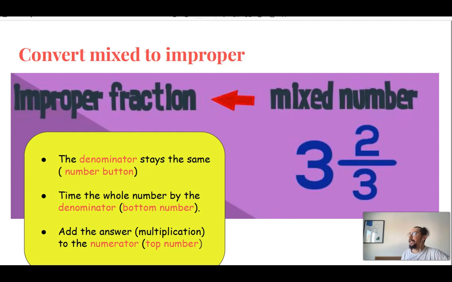Times the whole number by the denominator. So we are gonna times the whole number by the denominator. Okay? Add the answer that you got from the multiplication to the numerator. So this is what you're gonna do. You are gonna do 3 times 3 is 9, correct? And you are going to add that to 2. And I'm gonna show you that in the next slide.